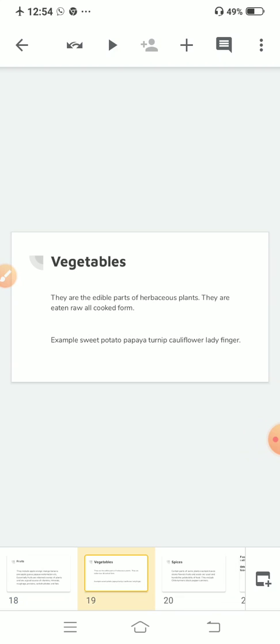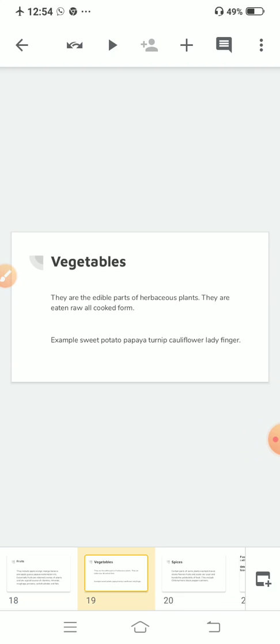Example, your potato, carrot, papaya, they all are examples of vegetables which we can eat. Some we can eat raw or some we can eat after cooking. Raw like your carrot, radish. After cooking we can eat potato. These all are examples of your vegetables.